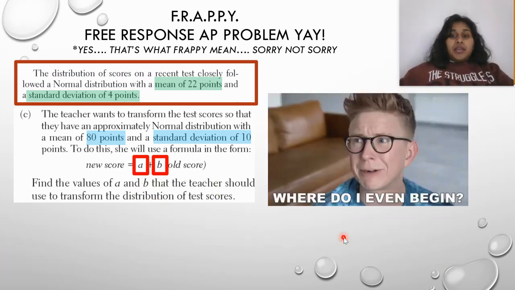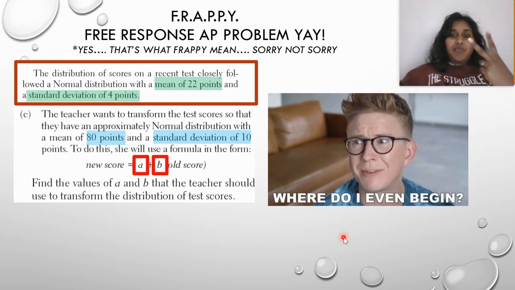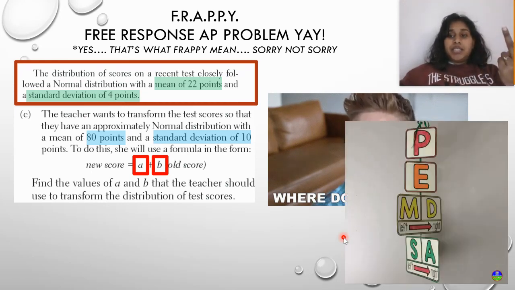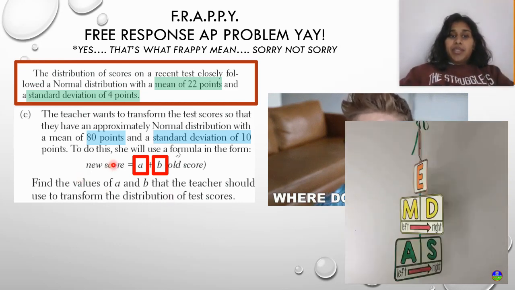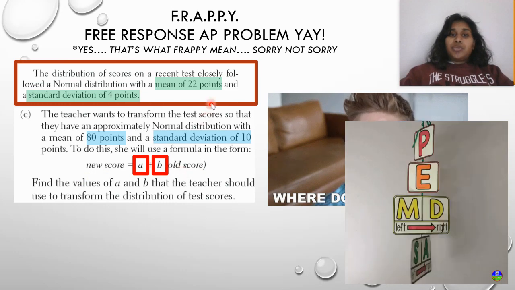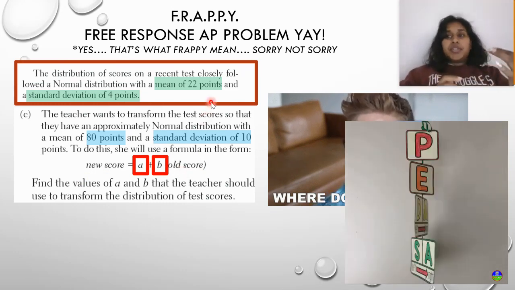So where do we still begin? How do I still solve? I've got two variables to solve for. Well, here's a big hint. Let's use our order of operations. If I plugged in my new score, 80 points, and I plugged in my old score, 22 points, looking at my two means and trying to get them there, what's the first thing that I would have to do?